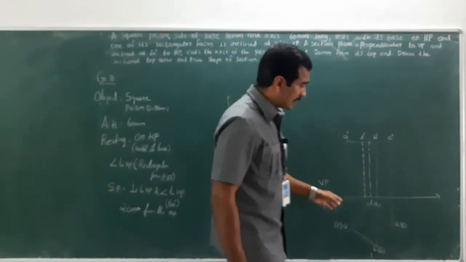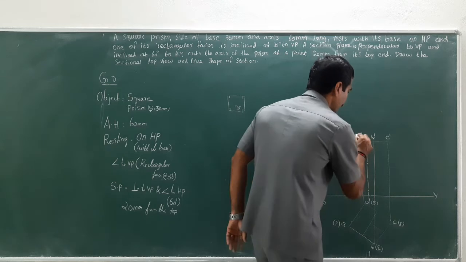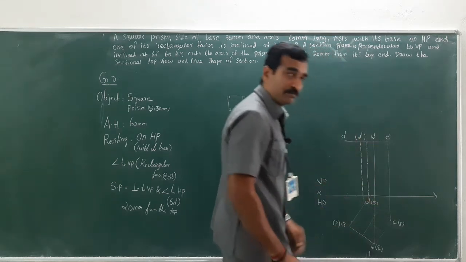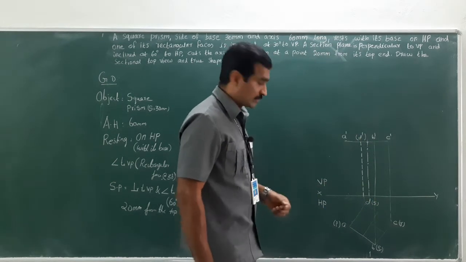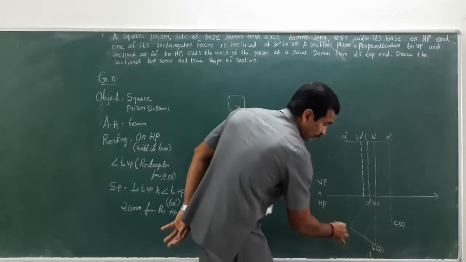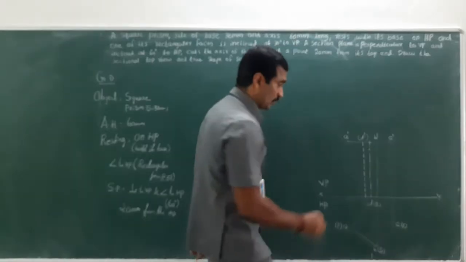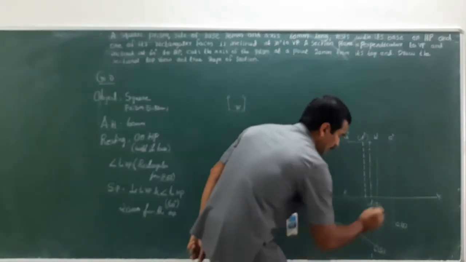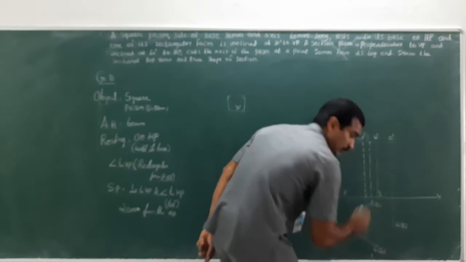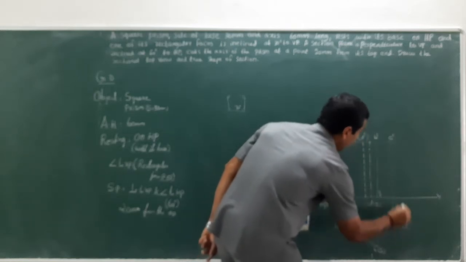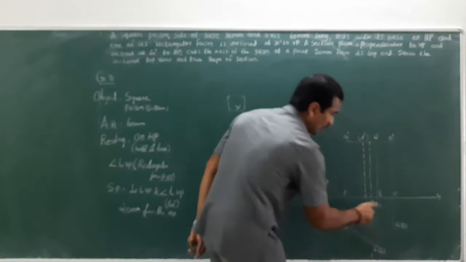Correct. And let me mark the bottom base, that is PQRS, right? When you look from here, P, Q, R are visible, isn't it? So P is visible, Q is visible and R is visible. What about S?